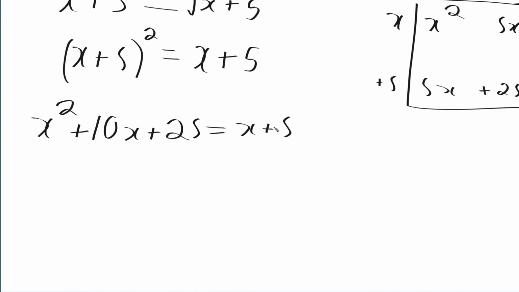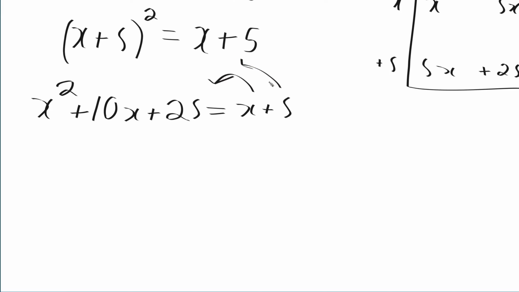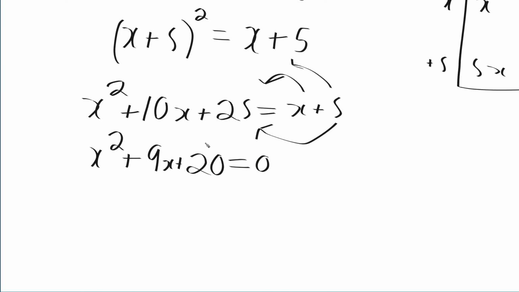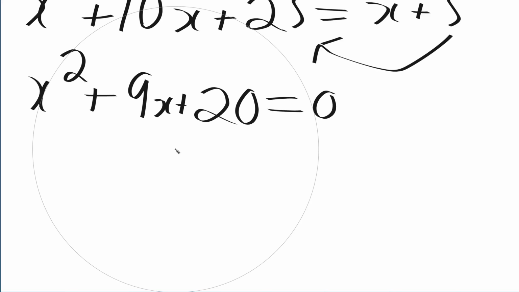What we're going to do next is move all these to the left-hand side. Okay, so when you subtract the x from both sides, you're going to get x squared plus 9x plus 25. And when you subtract this 5 from the 25, you're going to get x squared plus 9x plus 20. Okay, and that's equal to 0. Okay, now we just have a quadratic.